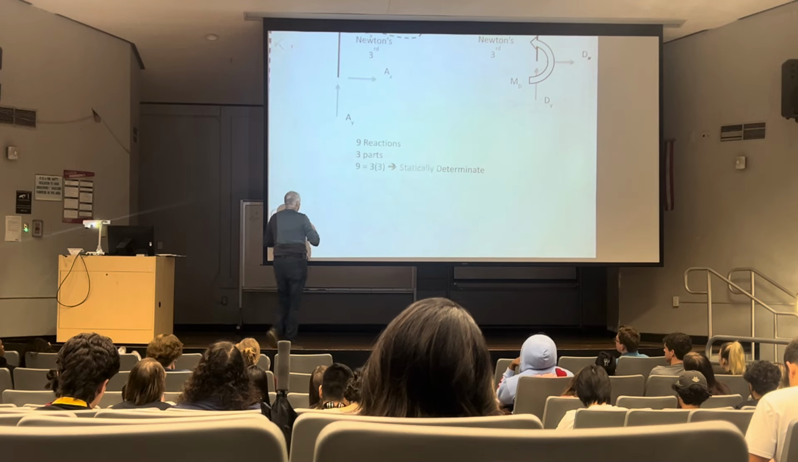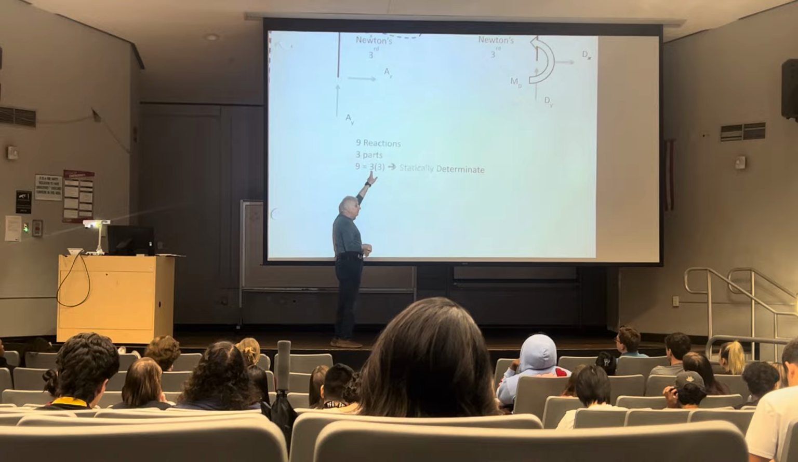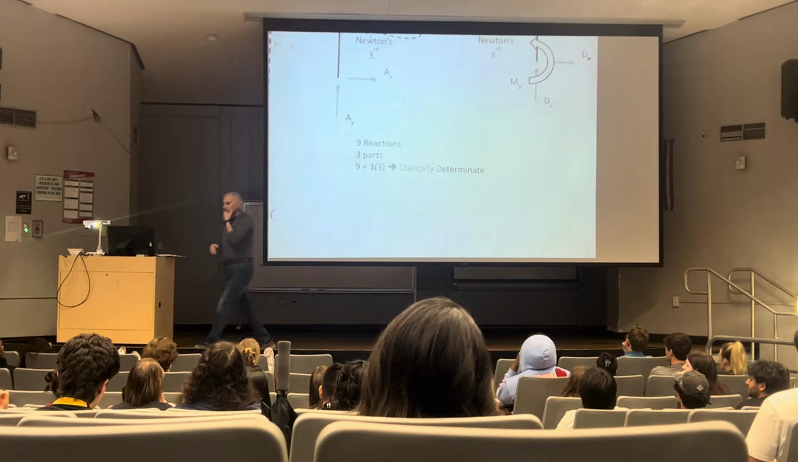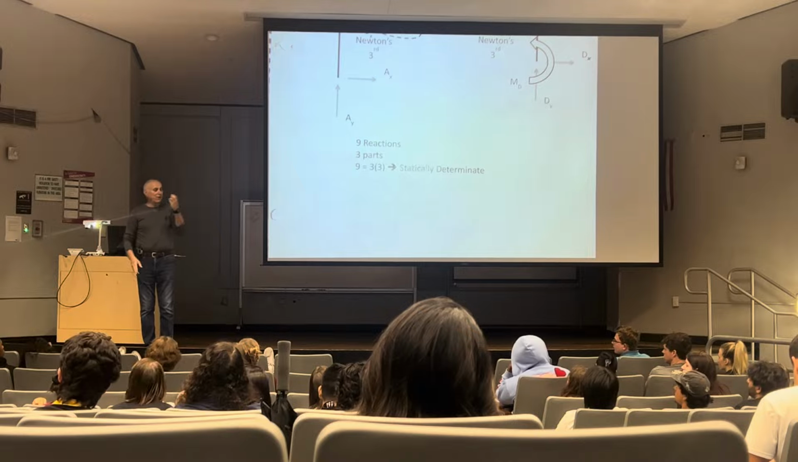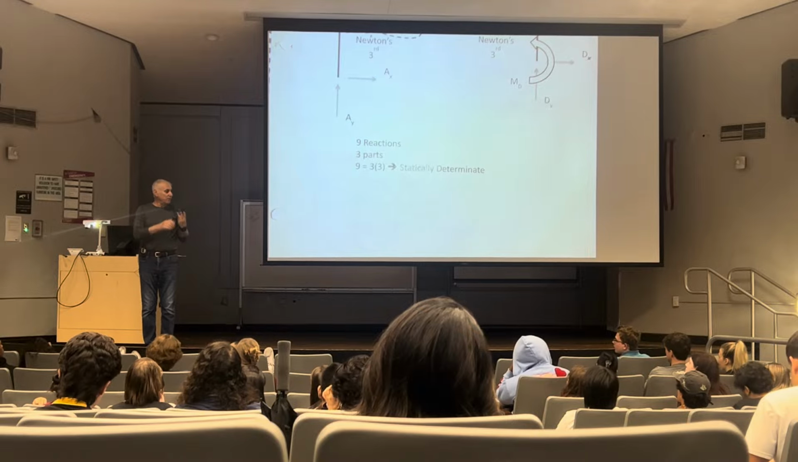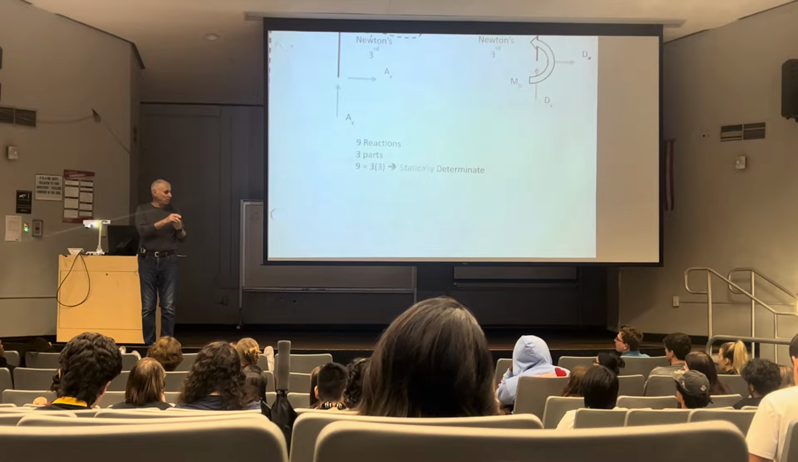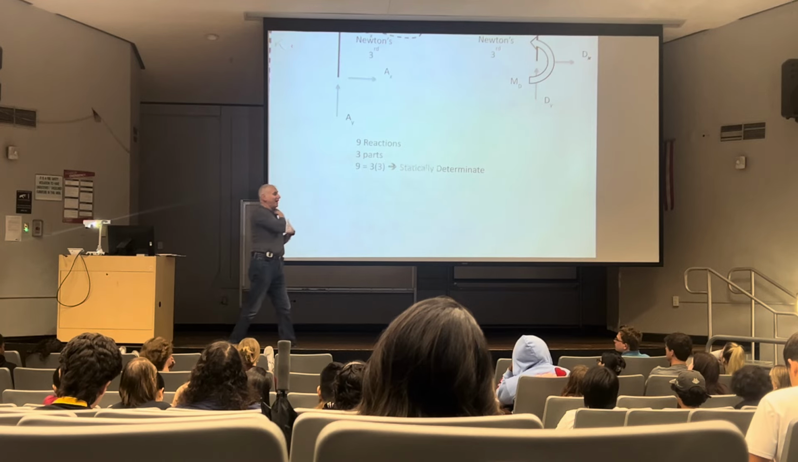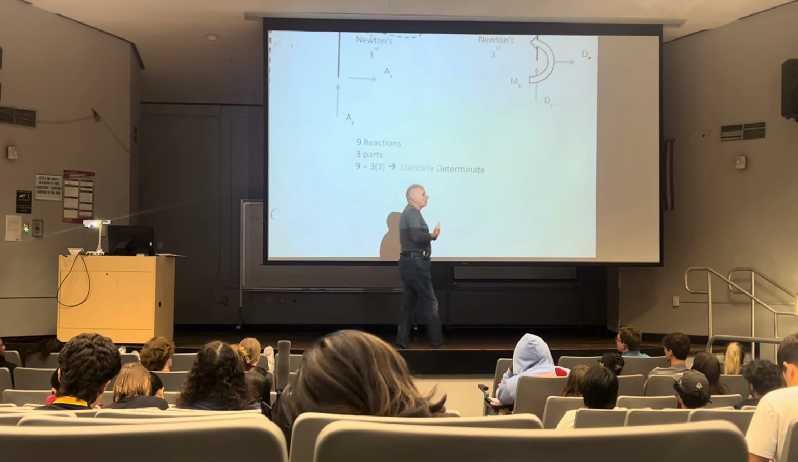Now think. We multiply by 3. Why do I multiply by 3? There are 3 equations of equilibrium: sum of forces x, sum of forces y, sum of moments. Or moment A, moment B, moment C, if you wanted it. So the reason you're multiplying by 3 is because there are 3 equations.